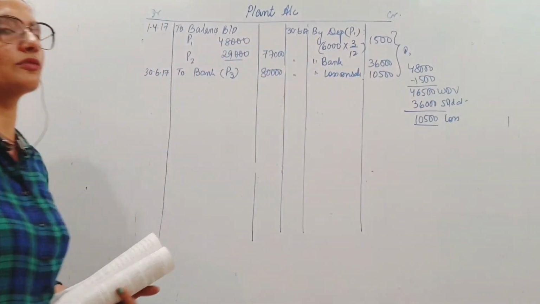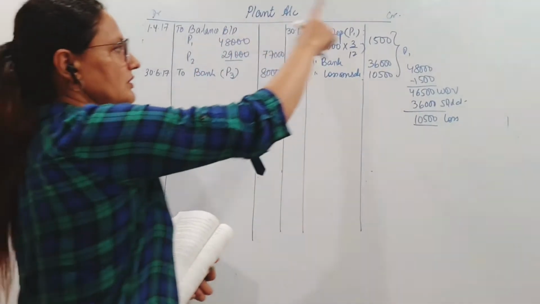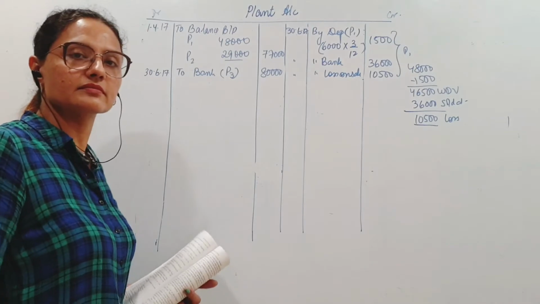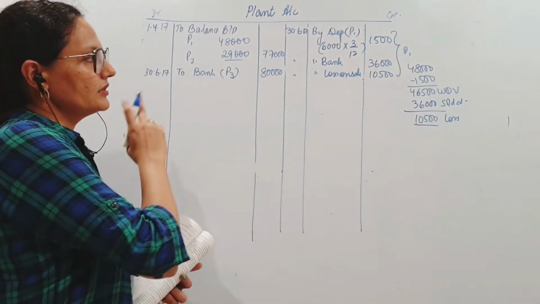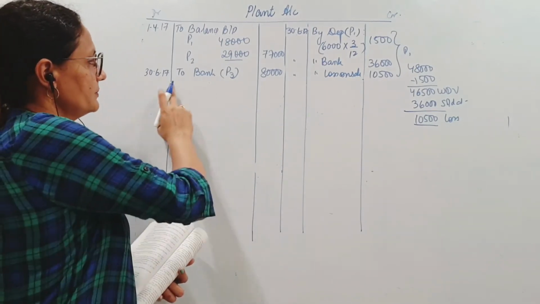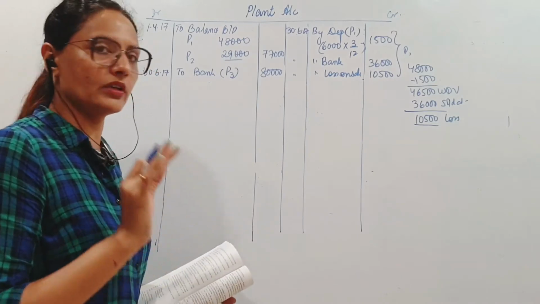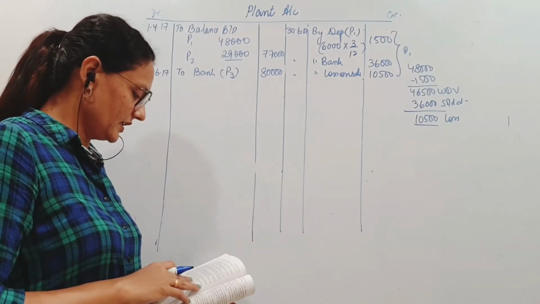You see 48,000 is the total. 48,000 here, 48,000 gone. Clear? So this is the entire sale entry. Purchase entry भी हो गया. So 30th June, whatever we had to do, we have done.